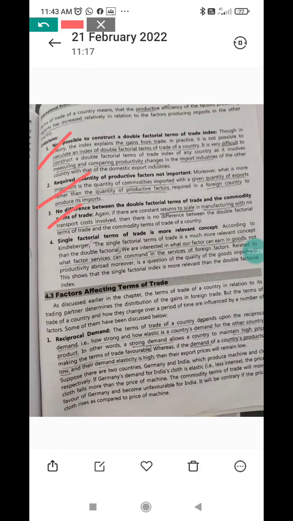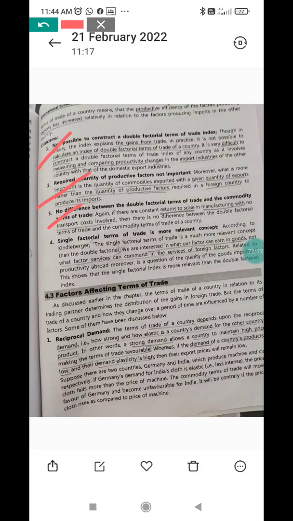See, if there are constant returns to scale in manufacturing with no transport cost involved, again I will read here. If there are constant returns to scale in manufacturing with no transport cost involved, then there is no difference between double factorial terms of trade and the commodity terms of trade of a country. Okay, so there is no difference between the double factorial terms of trade and the commodity terms of trade of a country. See, third, the critics, they told.